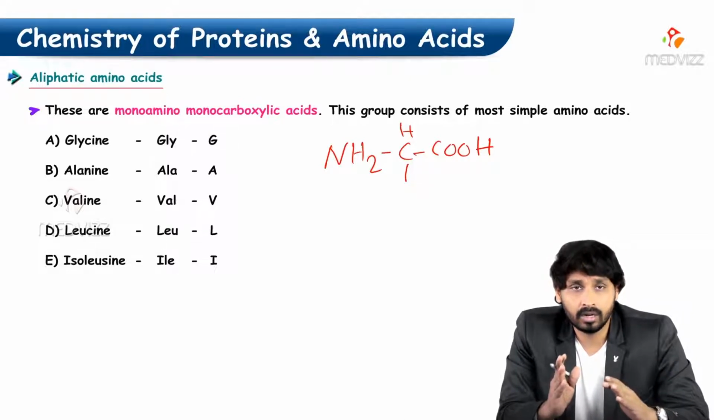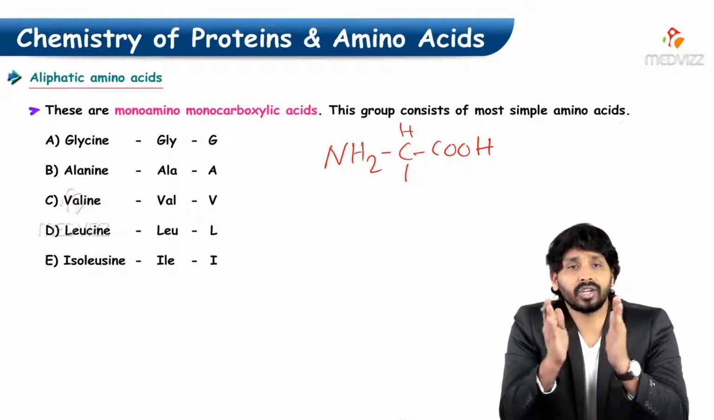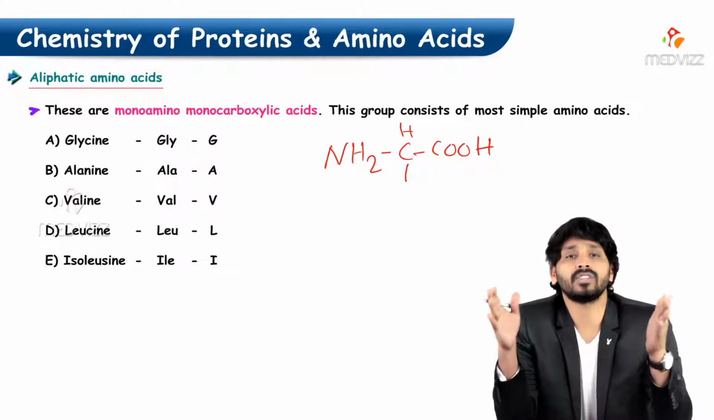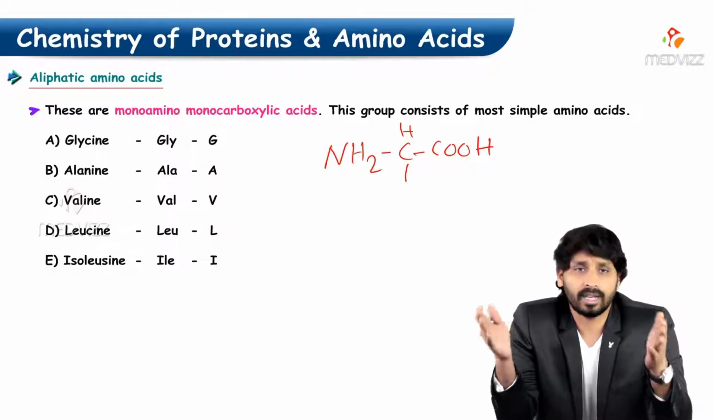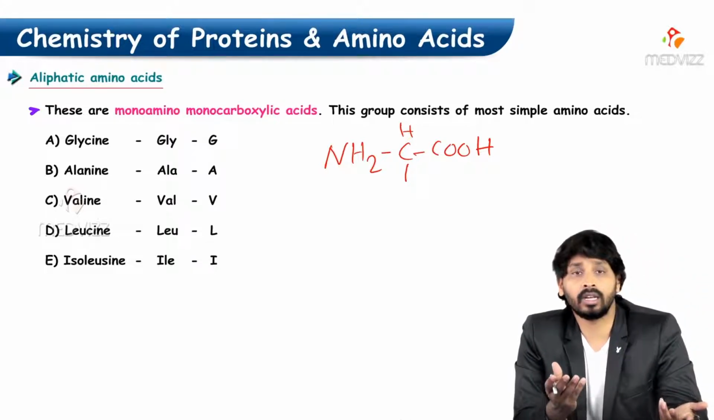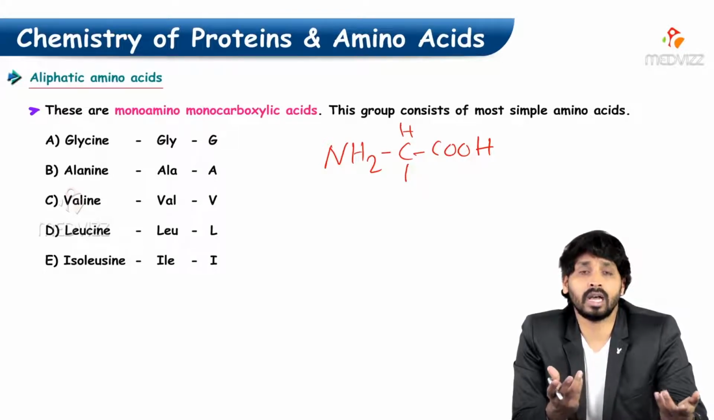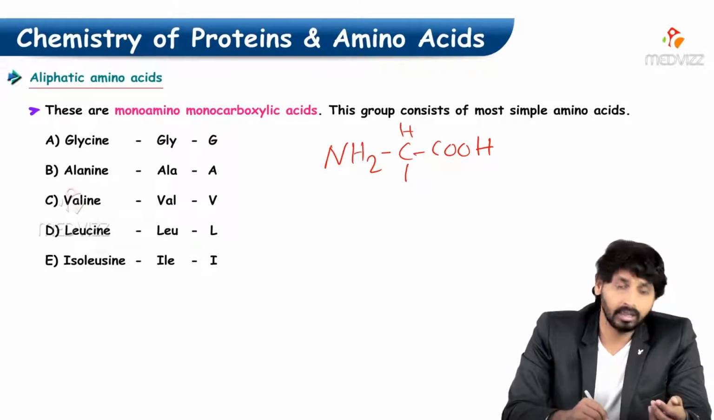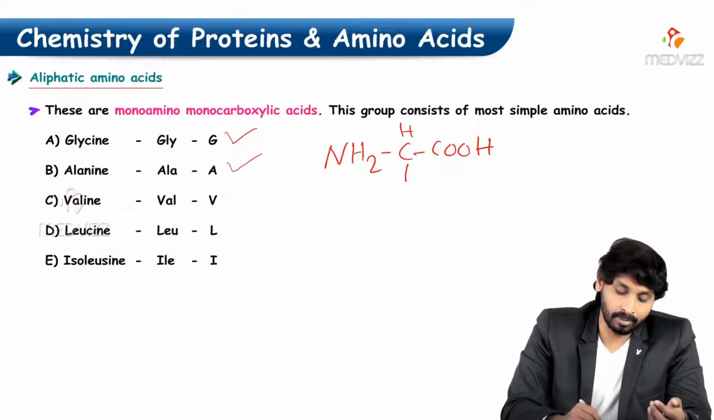Though we have categorized these 3 amino acids under aliphatic amino acids, a few textbooks mention these 3 under branched chain amino acids. Valine, leucine, isoleucine are branched chain amino acids. In short: glycine, GLY; alanine, ALA; valine, VAL; leucine, LEU; isoleucine, ILE. And the symbols: glycine is G, alanine A, valine V, leucine L, isoleucine I.